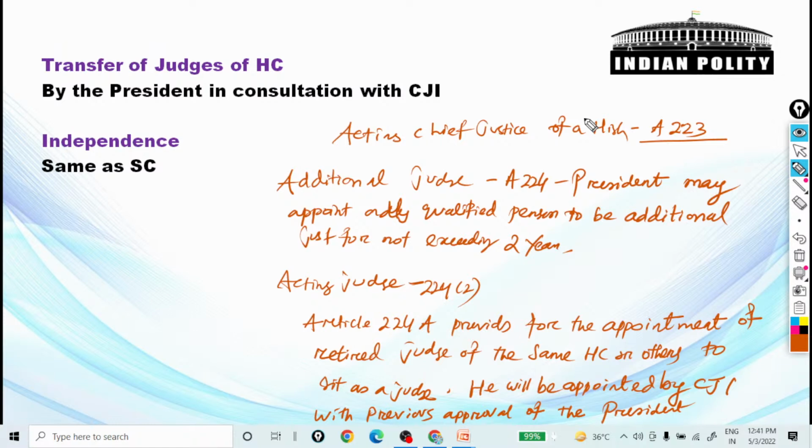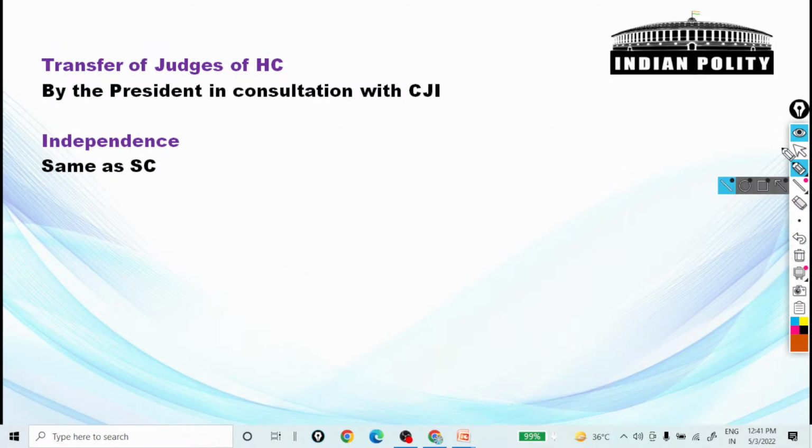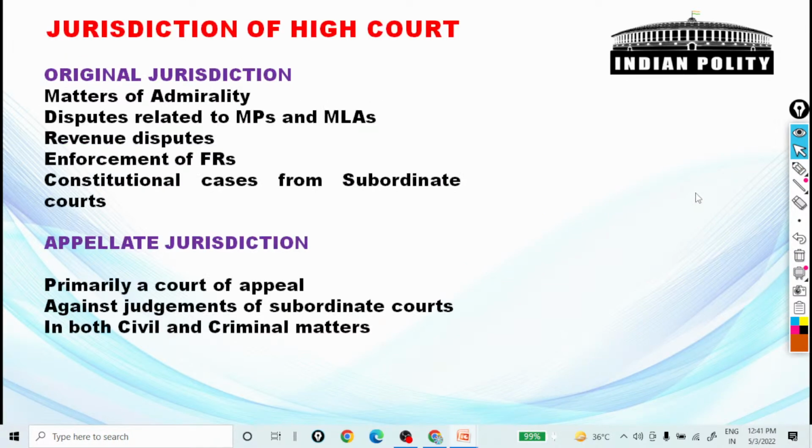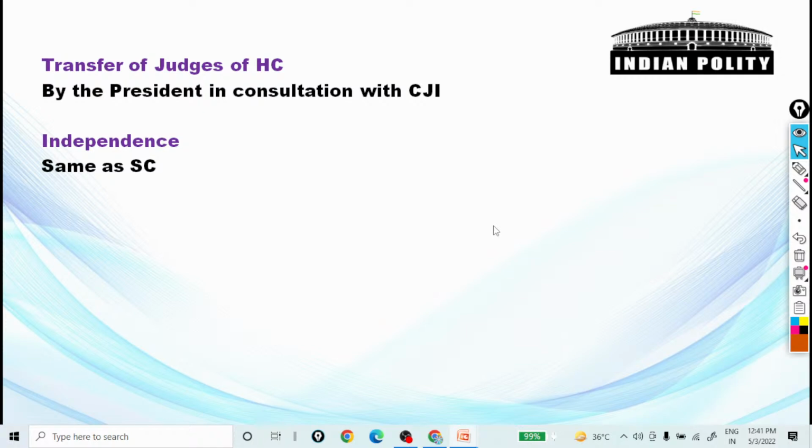Okay, so these are the things about the judges. Now we shall come to the jurisdictions. We have already discussed the independence of the court, so it is not necessary to discuss it here. I have already told you that judges enjoy functional independence in India. We do not have structural independence, but we have functional independence of the judiciary.